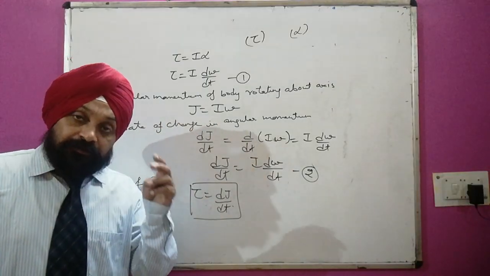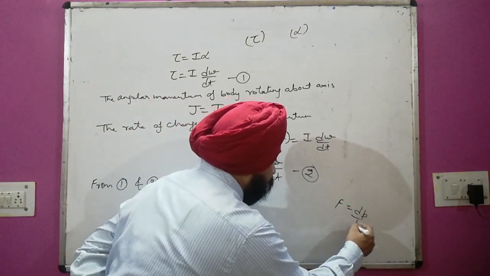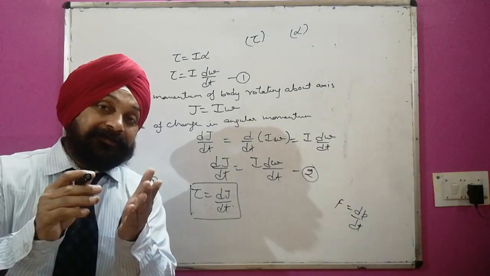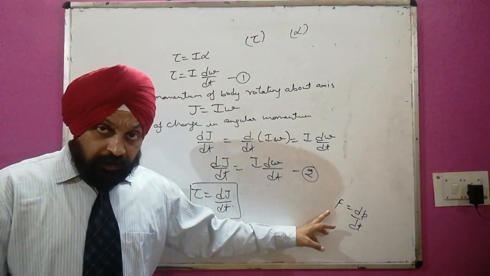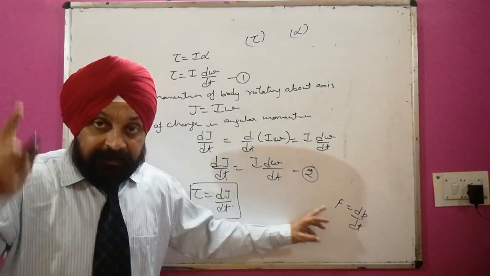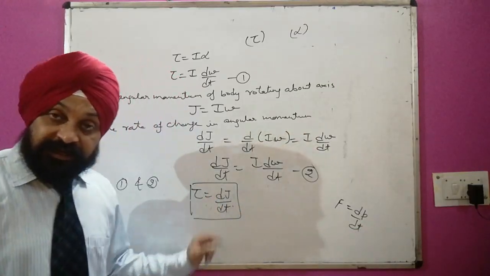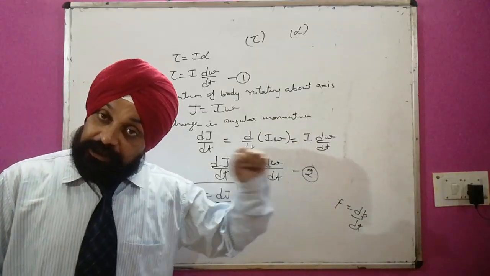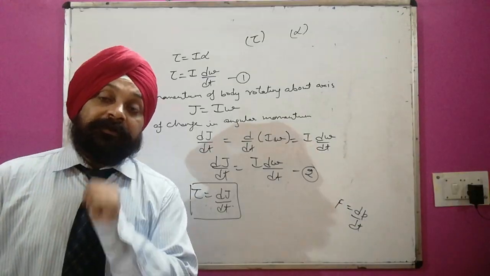This expression is similar to Newton's second law of motion. Hope you remember F equal to dp by dt. So this is another relation which justifies the comparison between straight line and rotational motion. The role played by force in straight line motion is played by torque in rotation. p is linear momentum, J is angular momentum. There we used to say force is equal to rate of change of linear momentum. Here we say torque is equal to rate of change of angular momentum.